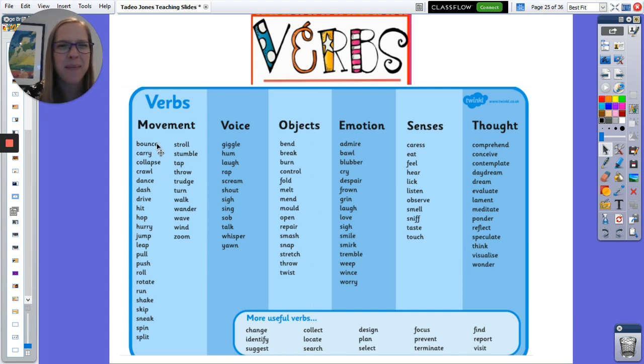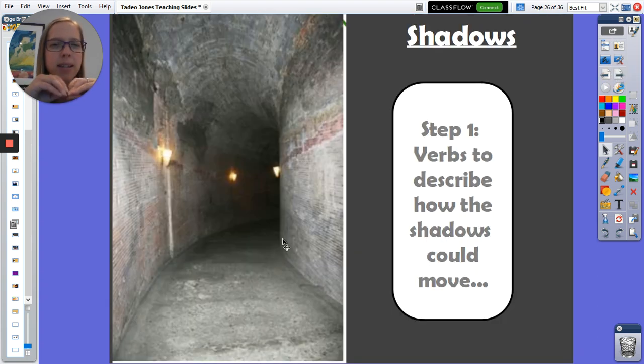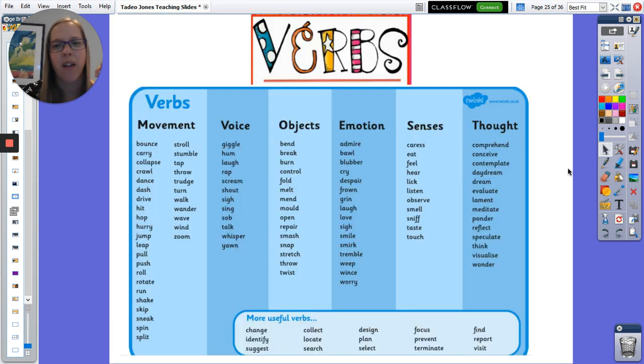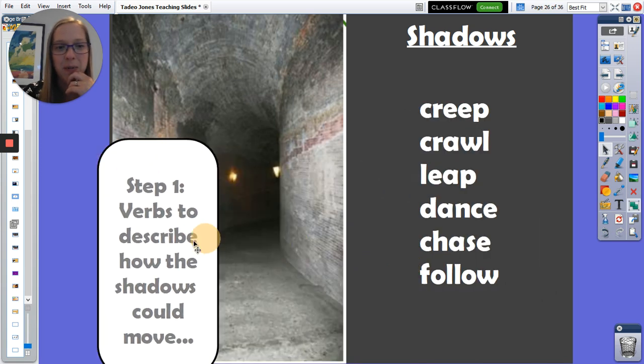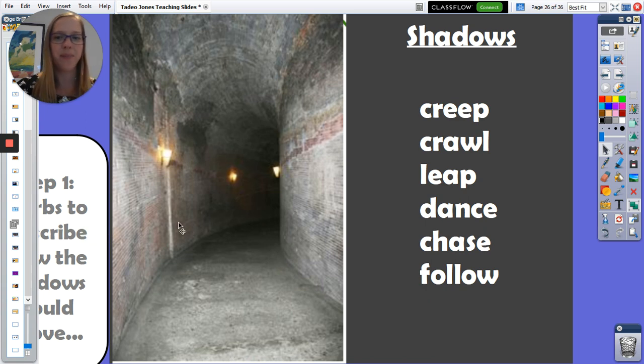Can we think of some verbs that might be applicable or appropriate for shadows? So bouncing, not sure, that seems a bit too busy. In my head, the shadows here would be quite slow and a little bit creepy and scary. So I don't want any verbs that are too jolly or happy. So have a look at your verbs here, can you think of some? Okay, have you got some ideas of verbs we could use? Do you want to see what I came up with? So I have thought of, ta-da, here's some I prepared earlier. Verbs to describe the shadows.